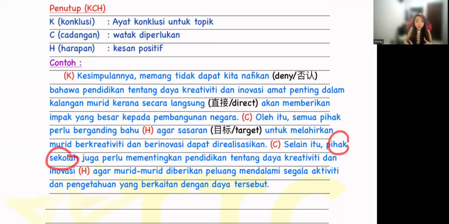Okay. Then the next one. Pihak sekolah. They would also need to focus on the education regarding daya creativity dan inovasi so that the students diberikan peluang. Peluang means chance. They are given the chance to understand deeply, mendalami all the activities and the knowledge that is relevant to daya creativity dan daya inovasi.